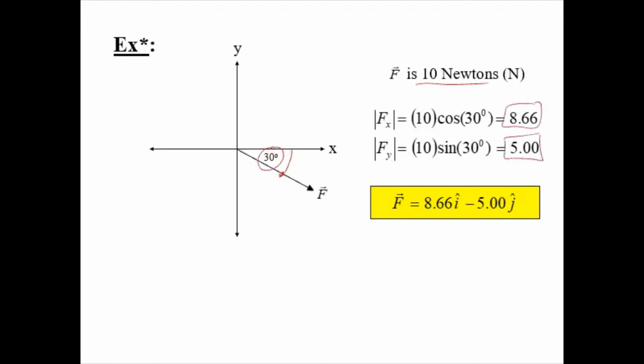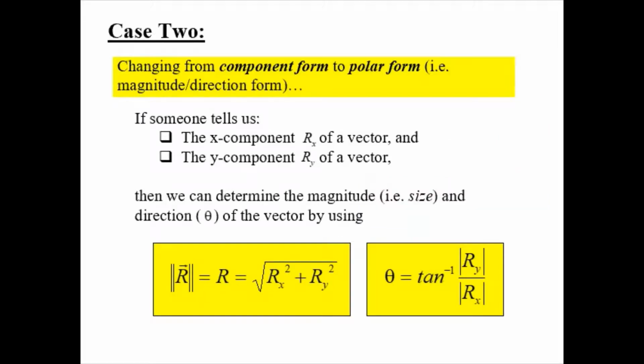F was 10 newtons at an angle of 30 degrees from the x-axis. 10 times cosine of 30 gave me 8.66, and 10 times sine of 30 gave me 5. Now looking at vector F, it points over to the right in the positive x direction, and it points down in the negative y direction. And so I make sure I put my signs in here, plus 8.66 minus 5. And what do I get? I get vector F is 8.66i minus 5j. If you've got that right, good job. So that was going from polar coordinate form or magnitude direction form into vector component form.